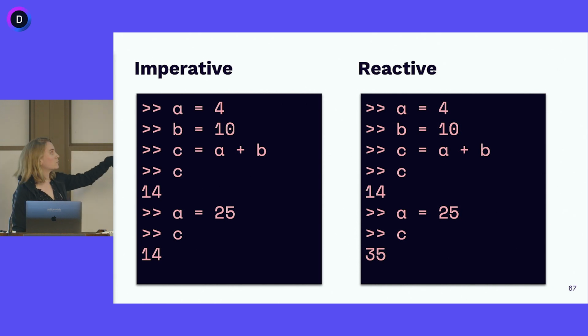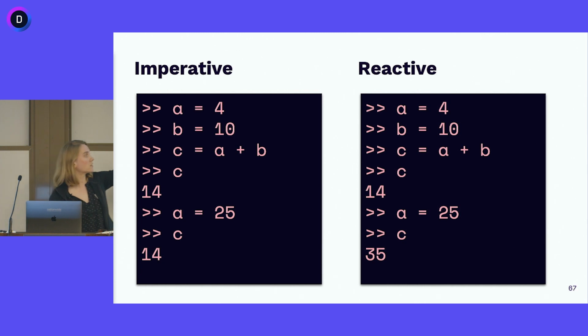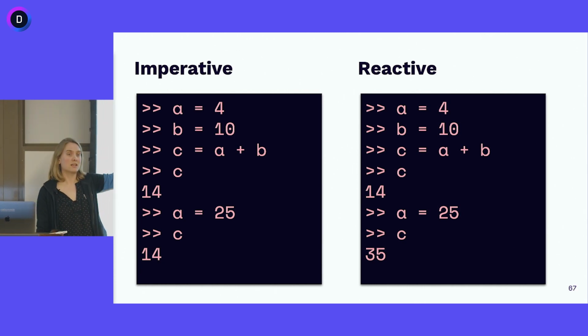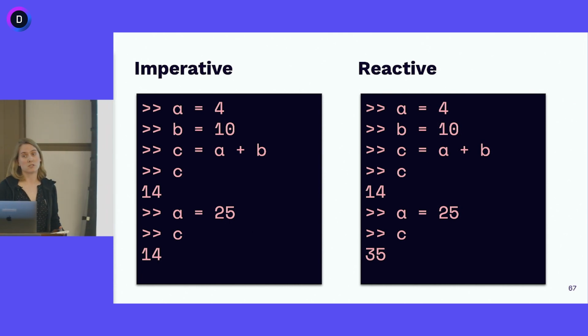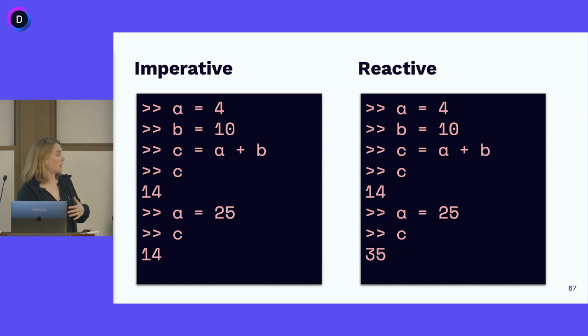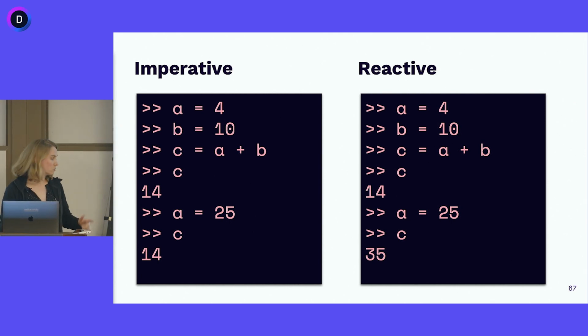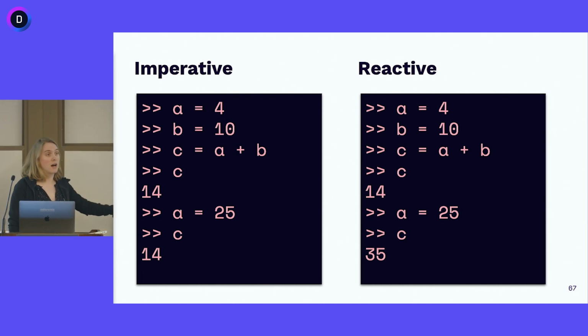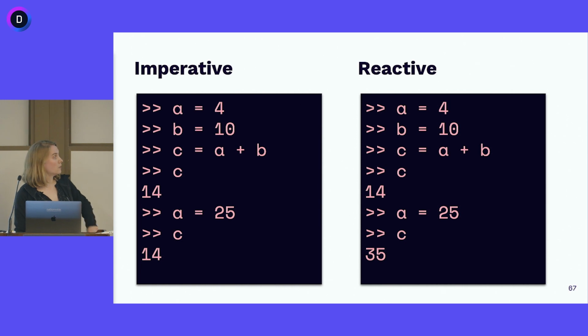So in an imperative program, all we're doing is assigning these variables, and then when we get to this C, we look up A, it's 4, we look up B, it's 10. We assign C the value of 14 in memory, and where that has come from is completely lost. So when we change A, C is not updated. It's still the old value.